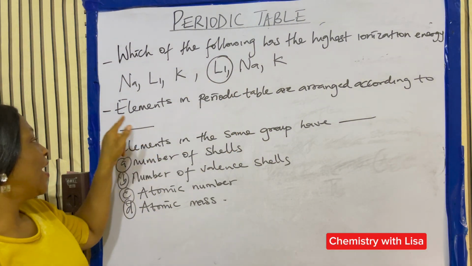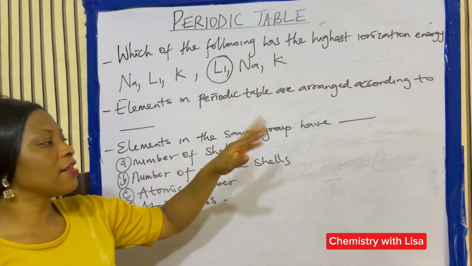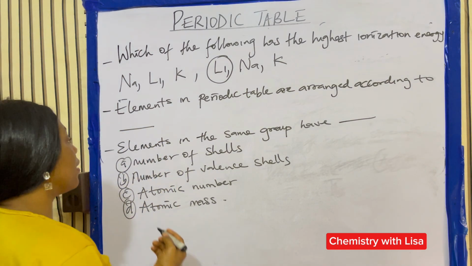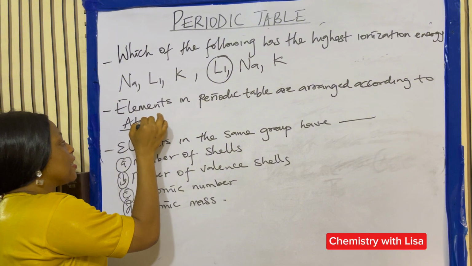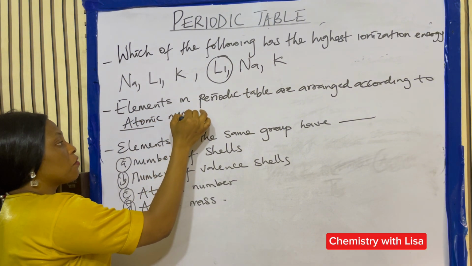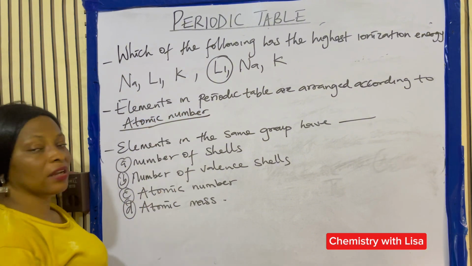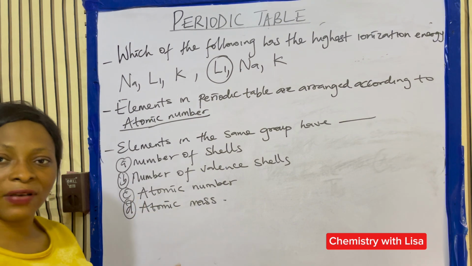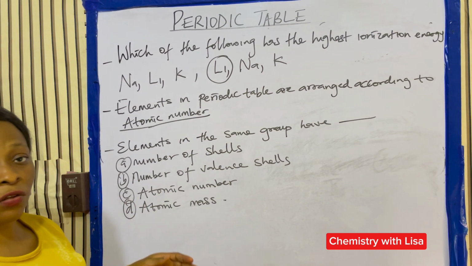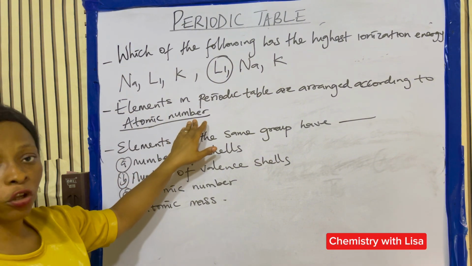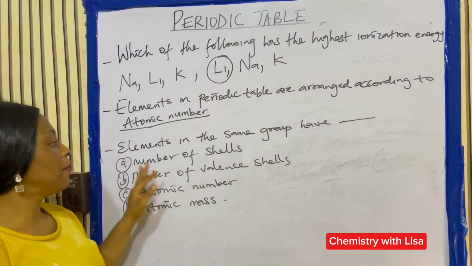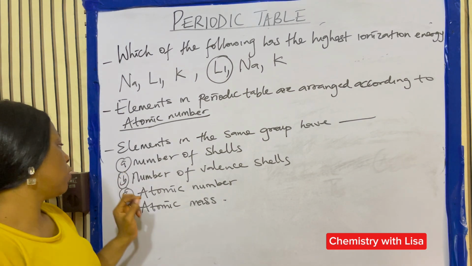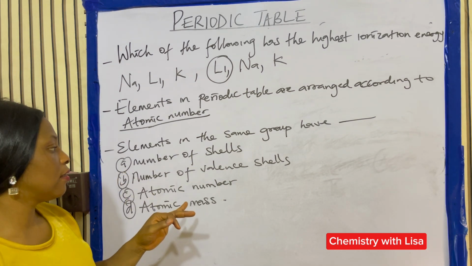Number 2, elements in the periodic table are arranged according to. Basically, elements in the periodic table are arranged according to atomic number. The question had other options like atomic masses, atomic number, relative molecular mass, relative atomic mass. It is arranged according to their what? Atomic number.